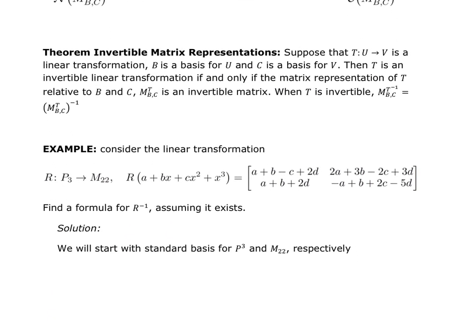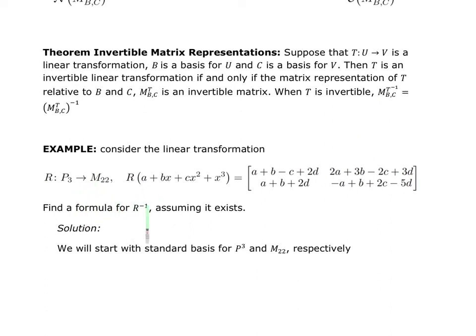So we're almost done here. I know this is a long section, a long video. Suppose that T is a linear transformation, B is a basis for U, C is a basis for V. T is an invertible linear transformation if and only if the matrix representation of T relative to B and C is invertible. That means if T is invertible, then my matrix representation is invertible. So that's kind of nice.